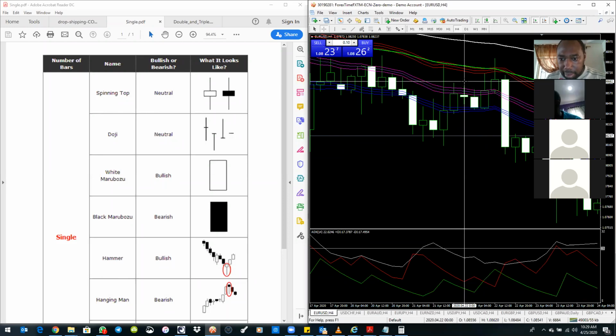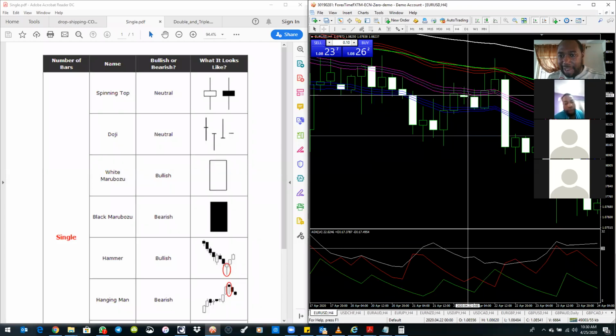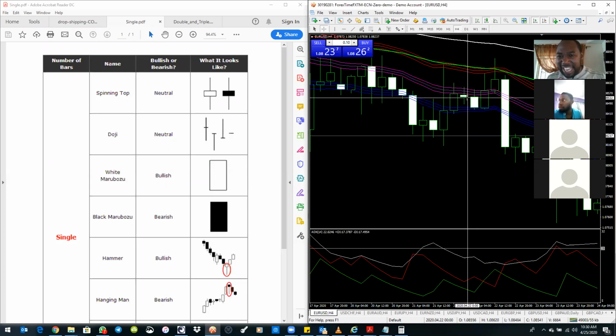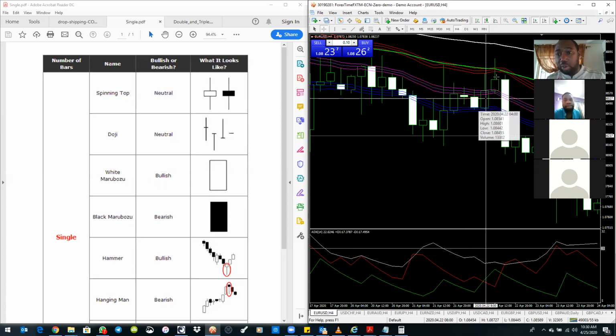Can you see it? That is on the 22nd of April as well, 12 a.m. You can see there was a spinning top, and the very next candle after that was bearish. Although it did not lead to a full bearish move, the next candle after that was bearish, but it continued.